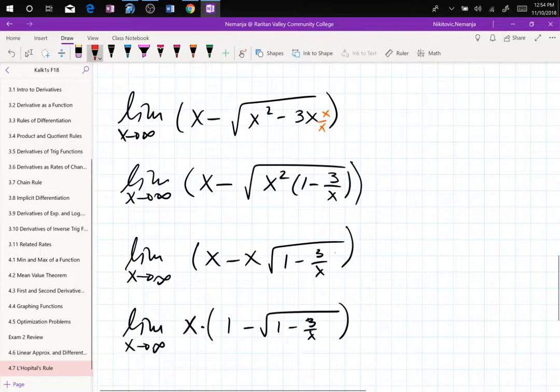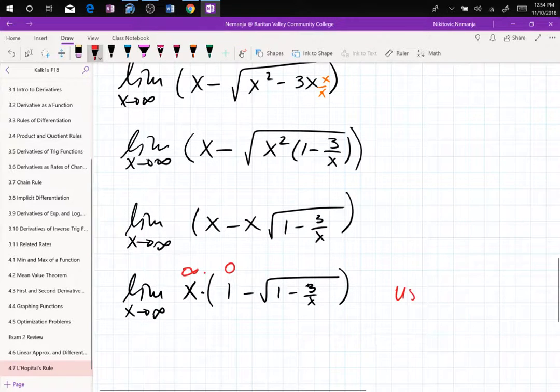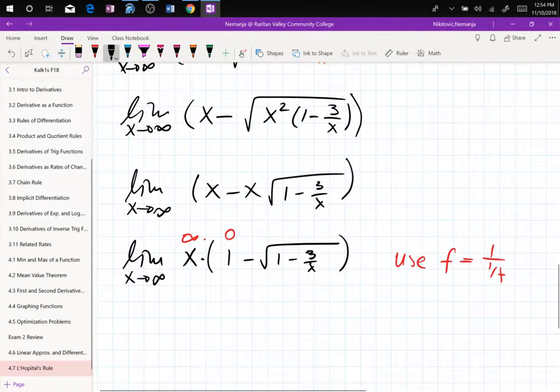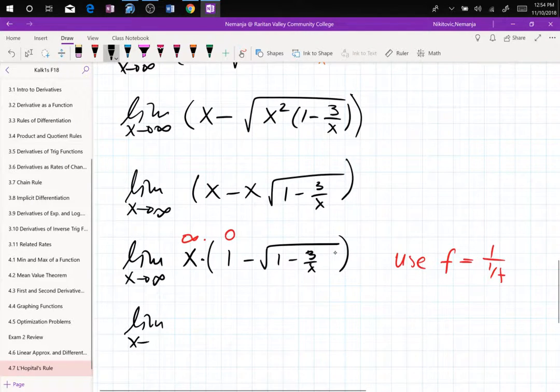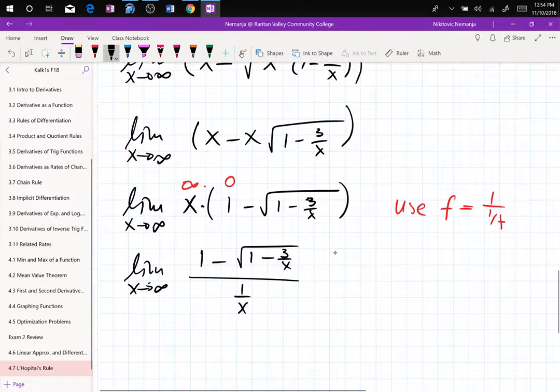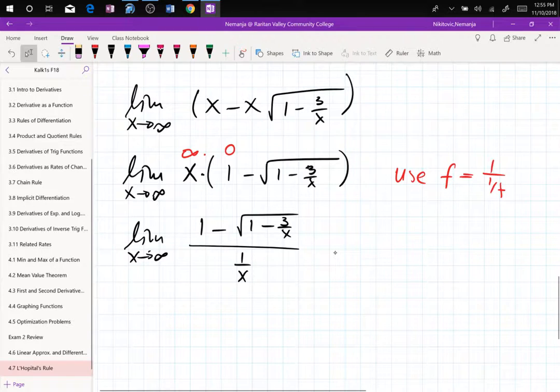All right, so what is the verdict? The verdict is infinity times 0, right? Because 3 over infinity is 0, 1 minus 0 is 1, square root of 1 is 1, 1 minus 1 is 0. There we go. Good. So now we use f equals 1 over 1 over f to finish this problem. And we have limit x goes to infinity of 1 minus the square root of 1 minus 3 over x, divided by 1 over x. What do we have now? We have 0 over 0.